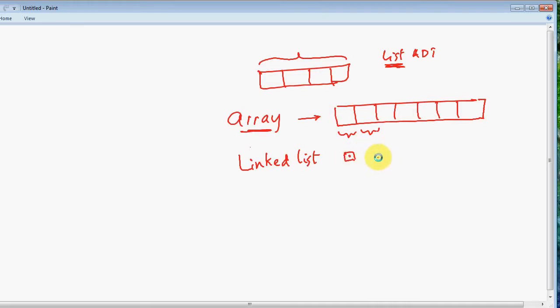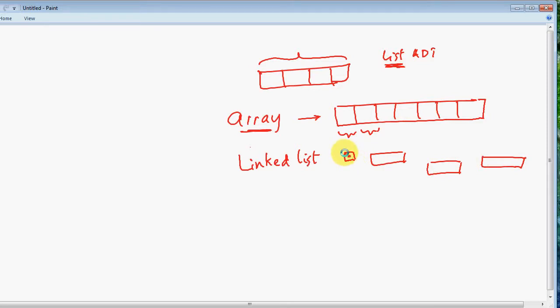So if this is an element and then this is an element, they are not consecutive in the memory. They are not back to back in the memory. And then this is an element. These could be integers, if we are talking about a list of integers. If we are talking about a list of, I don't know, strings, a list of names, then each one of them is a string, and they are names, and so on. And how are they related or linked together? Using pointers.